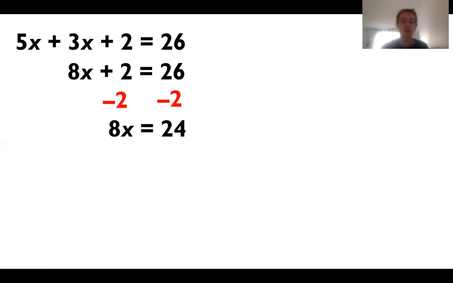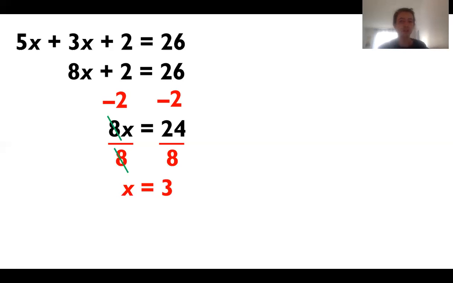And this looks like one of the ones that we did last week. All we have to do now is divide both sides by 8. Because whenever you divide by the same number, that's a good way to get rid of the number in front of the letter, the x. And we're left with just x equals 3.